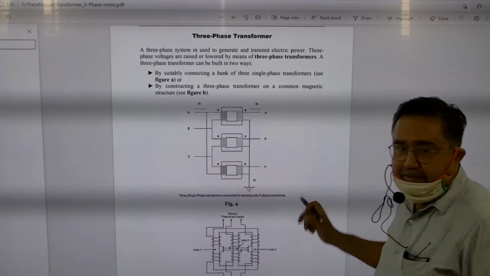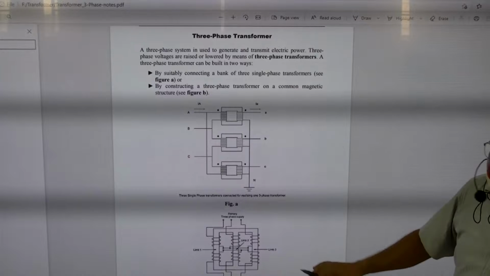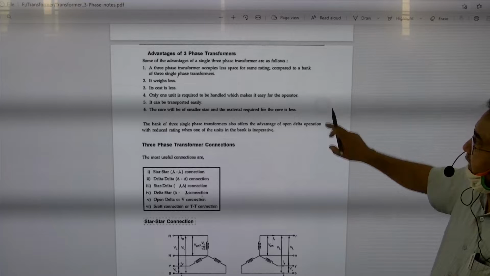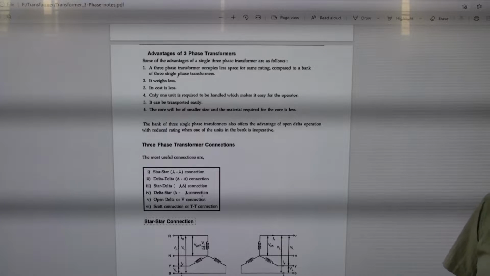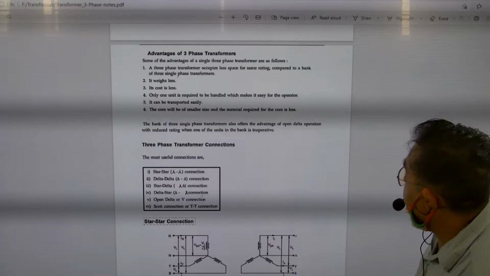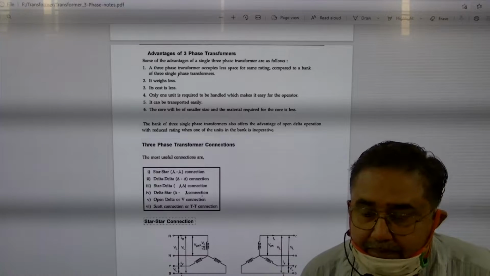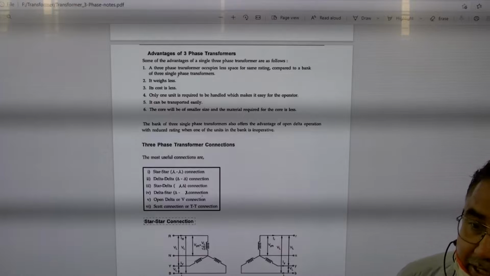So in the last class we were talking about the three-phase transformer, and I have already given you details about the advantage of a three-phase transformer, and I have told you that there are 6 types of connections in which the primary and secondary of a three-phase transformer can be connected.